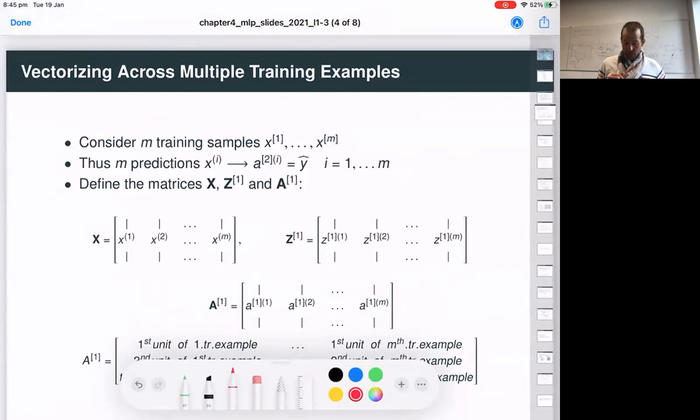Okay, so now there was a question at the beginning from one of your students. He asked if we do this sample by sample. So now we can vectorize this across the multiple training examples. Keep in mind that we have m samples, m data points. Each data point has d features, but we have a sample size of m. So at the end we need to make m predictions for m data points. Make sense?